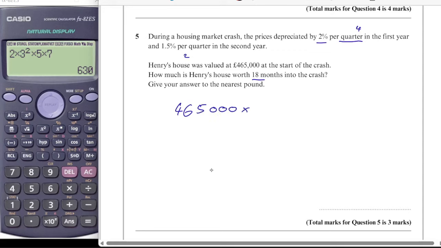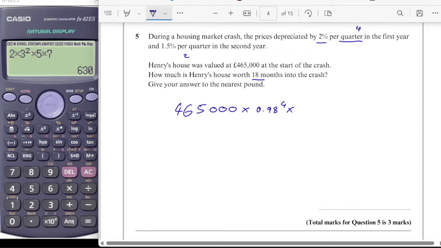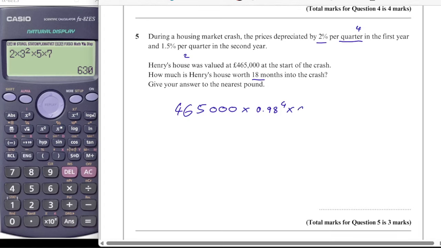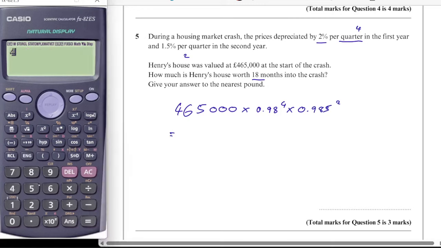465,000 multiplied by, depreciates by 2% means a multiplier of 0.98 to the power 4, and I'm going to times that by 1.5% decrease, which means a multiplier of 0.985. And I want that squared. So I'm going to type that into my calculator, and that will give me my value. So 465,000 times 0.98 to the power 4 times 0.985 to the power 2. So that gives me my value. I'm going to write all of that, and then I'll look at rounding afterwards.